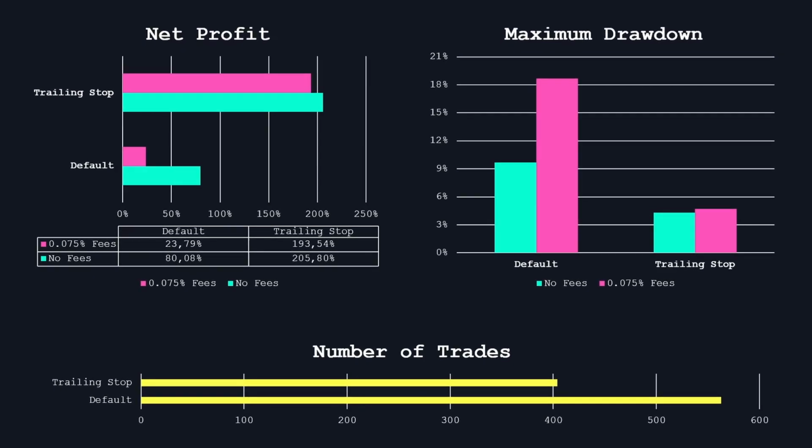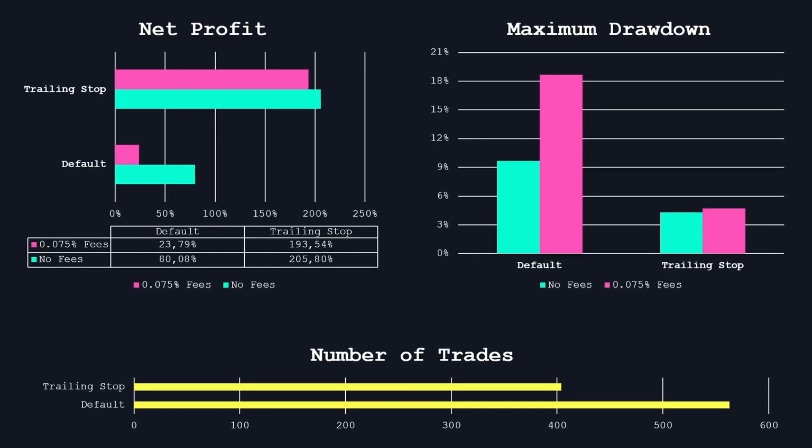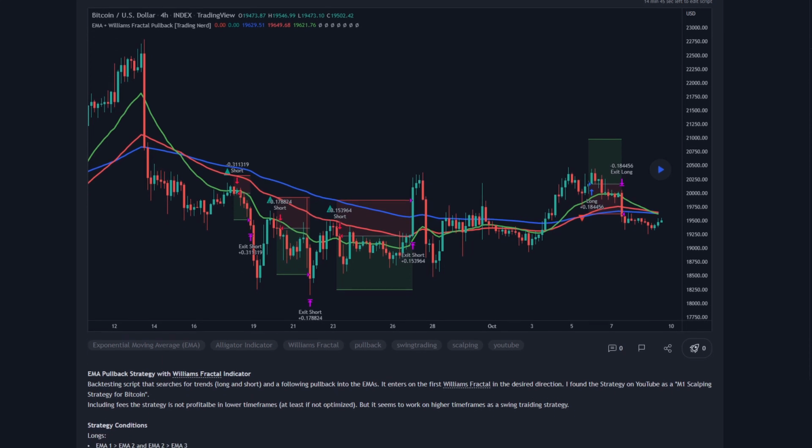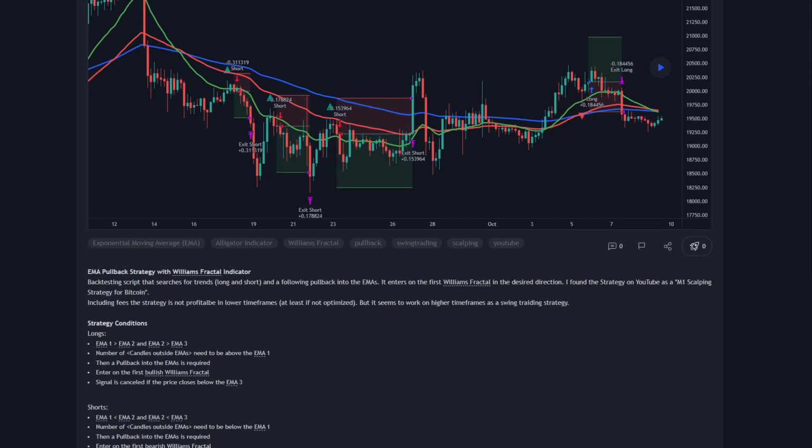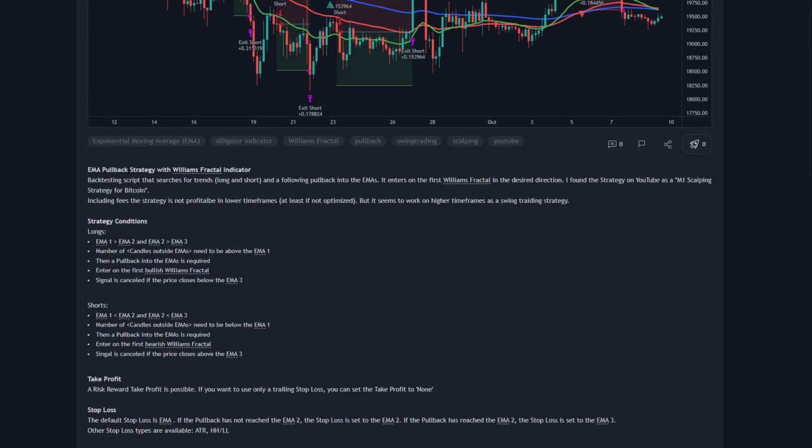That was only a small part of what you can test with the trading script. If you want to test the strategy even further and try to make it profitable on a lower time frame, you can check it out for free.